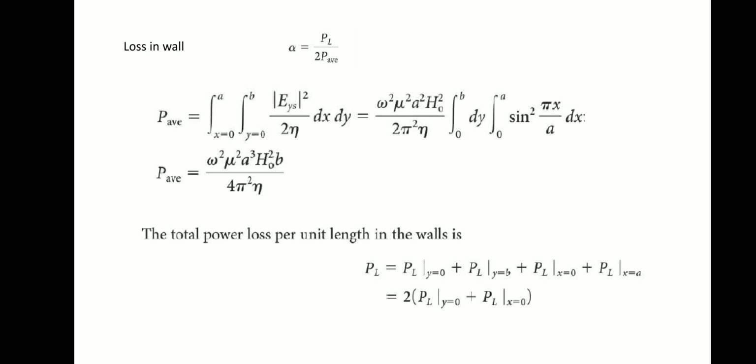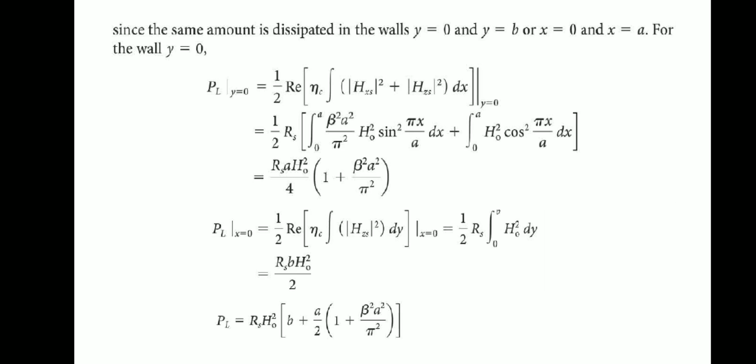Now the total power loss per unit length in the walls. We have different boundary conditions, so for the entire walls we can find the power loss. Power average we found. Next we can find the power loss PL. So PL at y equal to 0 plus PL at y equal to b plus PL at x equal to 0 plus PL at x equal to a. So you will get it as 2 times PL at y equal to 0 plus PL at x equal to 0.